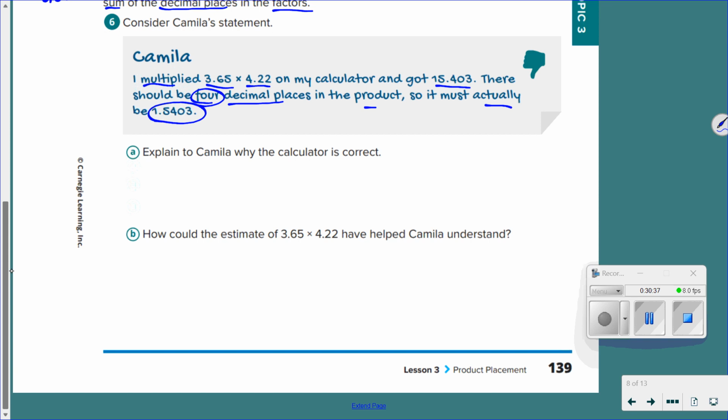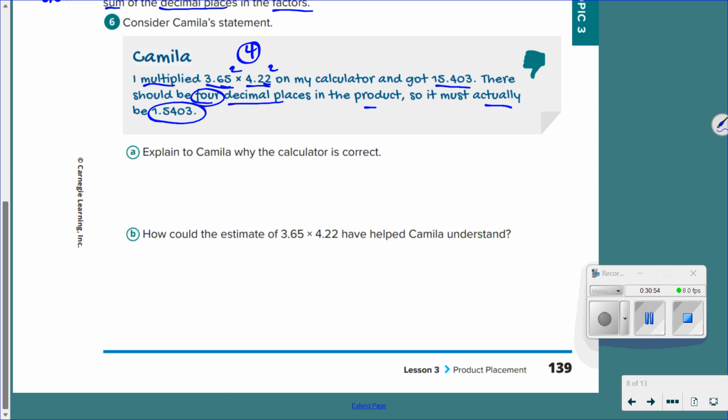Does that make sense? Is my rule right? That if I just count the number of decimals, I have 2 here, I have 2 here, means my answer should have 4. Is that correct? Yes. Somebody agree with that? You should, because that's true.